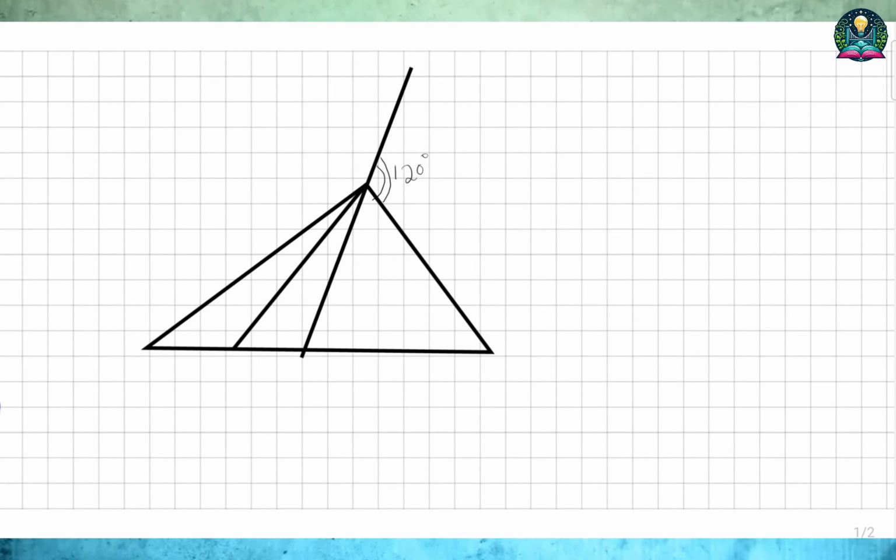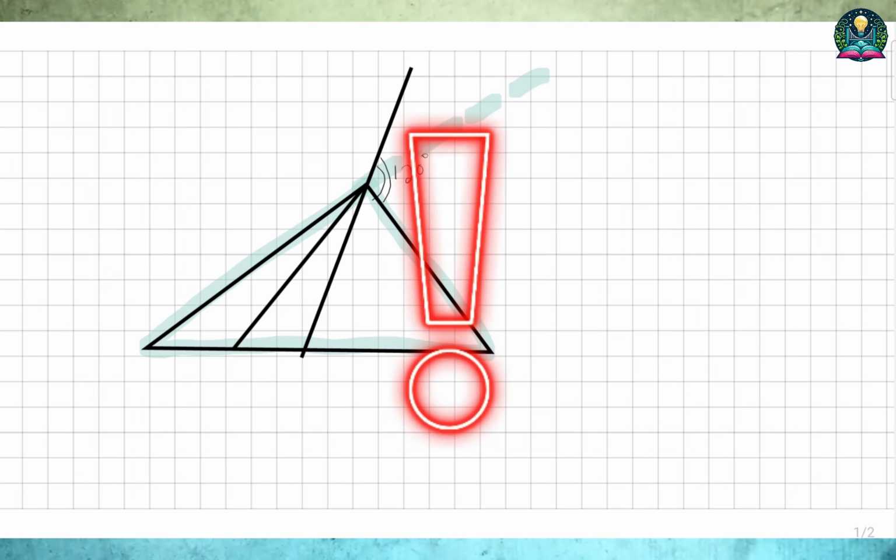Here you see multiple triangles within one triangle and one extended arm. So 120 degrees is the exterior angle of which triangle? So if I draw an outline on the big triangle, you can see that when I extend its side, it does not coincide with the line of the exterior angle. So I know that 120 is not the exterior angle of the big triangle.